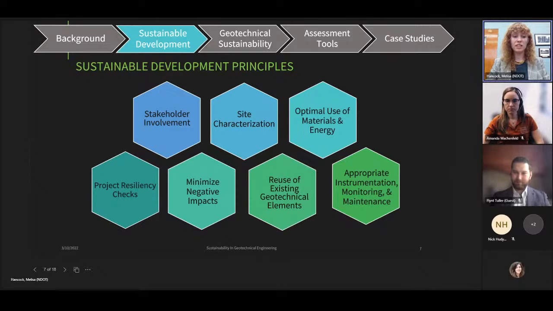Optimal use of materials and energy throughout planning, design, construction, and maintenance also goes along with sustainable development. Project resiliency and redesigning if the infrastructure is projected to fail with any natural disasters or other disasters that might be inflicted on the project. Minimizing the negative impacts that a development might have by using materials and methods that can cause them, so minimizing those to our best ability. And then reuse of existing geotechnical elements can also minimize waste, which I'll talk more about in a bit. And then finally, appropriate instrumentation, monitoring, and maintenance throughout the project to ensure proper functioning of its facilities and processes throughout the development process.